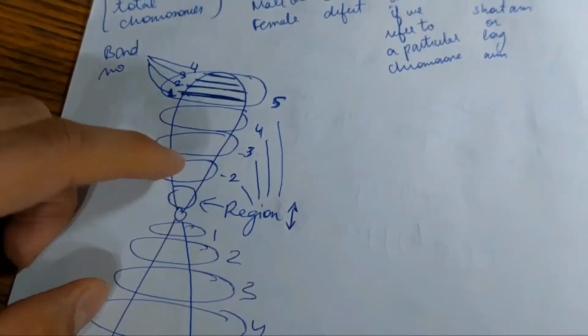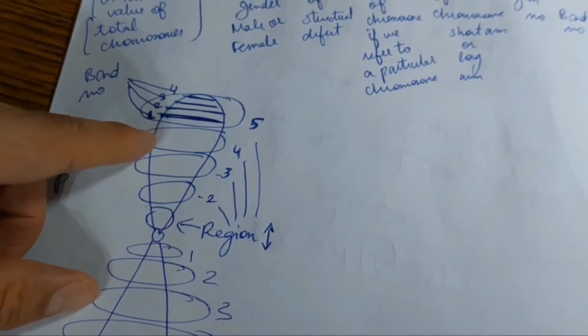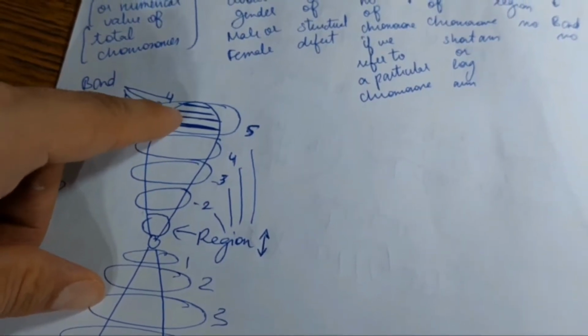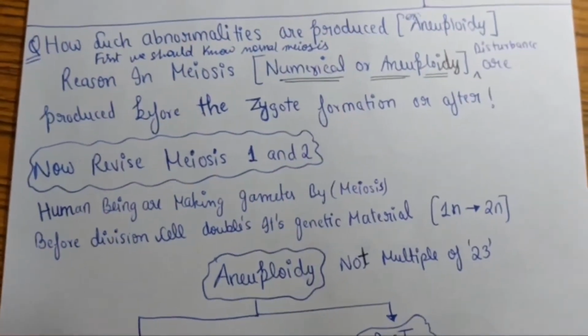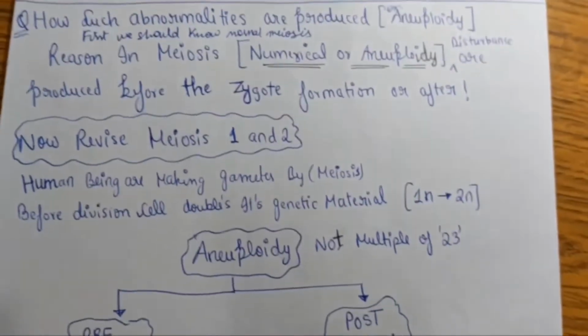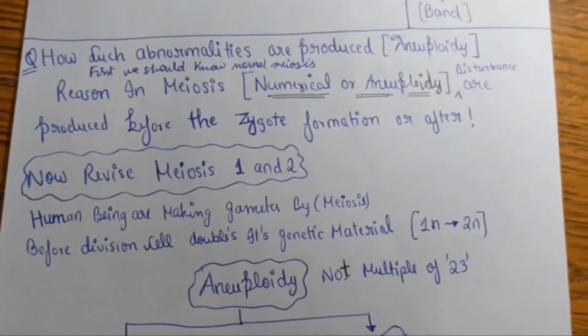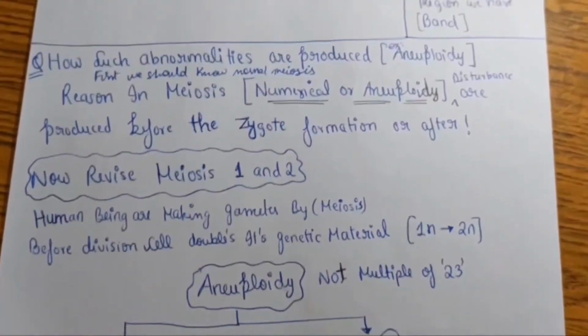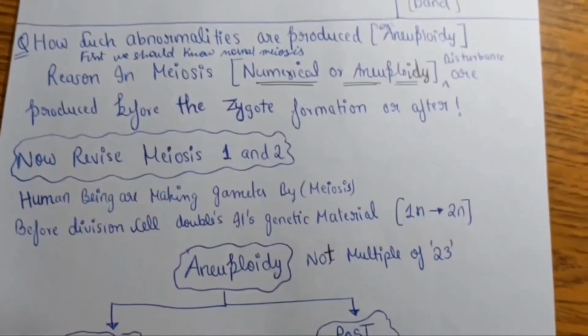So this is going to be region 1, 2, 3, 4, 5, and in region 5, for example, this is band 1, band 2, band 3, band 4. So now we should understand how such numerical abnormalities or structural abnormalities occur. But to understand that, first we need to understand how the normal meiosis works.